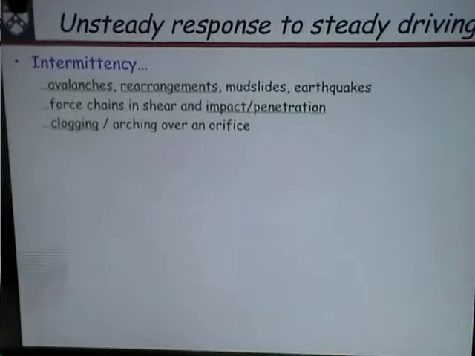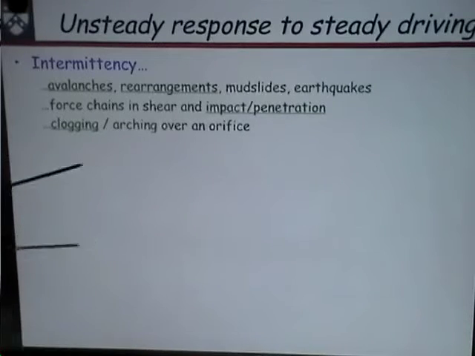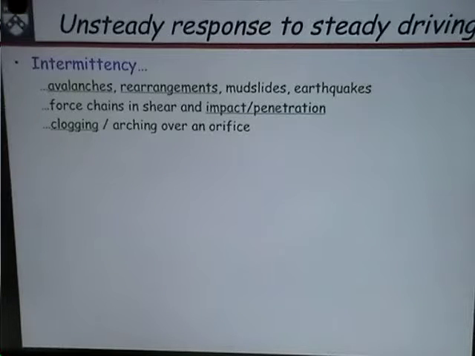The classic example, of course, is avalanches. Say you have a bucket of sand and you tilt it. If you tip it fast, if you drive it hard, it pours out like water. Right? It's nice and smooth and continuous. But if you tip it slowly, it goes intermittently by avalanches. So you're driving at a steady rate, but you get an unsteady, intermittent response.